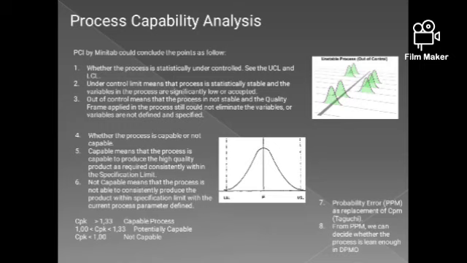CPK more than 1.33 means that the process is capable. CPK between 1.00 and 1.33 means that the process is potentially capable. CPK less than 1.00 means that the process is not capable. 7. Probability error, PPM, as a replacement of CPM, Taguchi, could be used to justify the process performance. 8. With PPM value, we can decide whether the process is lean enough or not, measured in defects per million observations or DPMO.